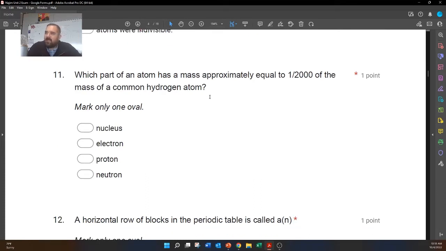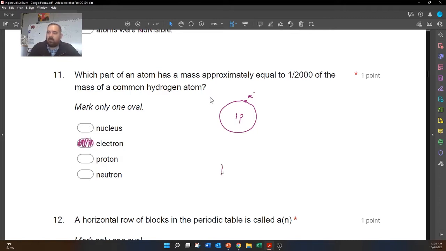Which part of the atom has a mass approximately 1/2000th of the mass of a common hydrogen atom? So what is a hydrogen atom? A hydrogen atom is 1 proton. It doesn't have any neutrons, and then it's got 1 electron. So 1/2000th of a common hydrogen atom, this is something small. We know that it's not a proton. We know that it's not a neutron, so it's got to be an electron.